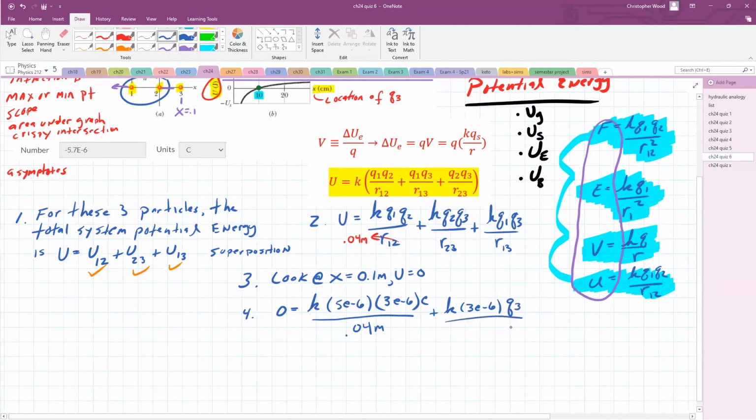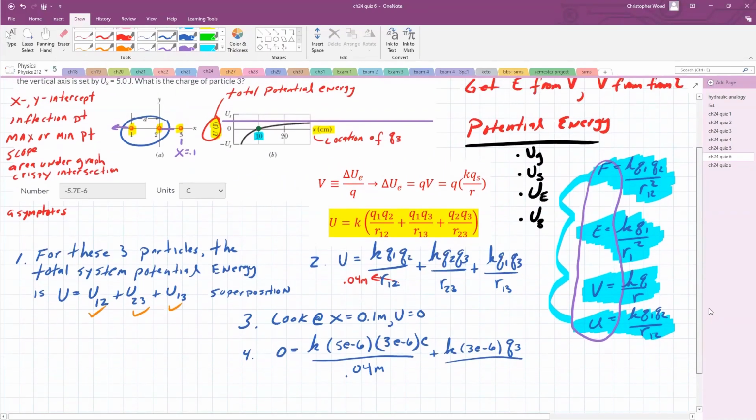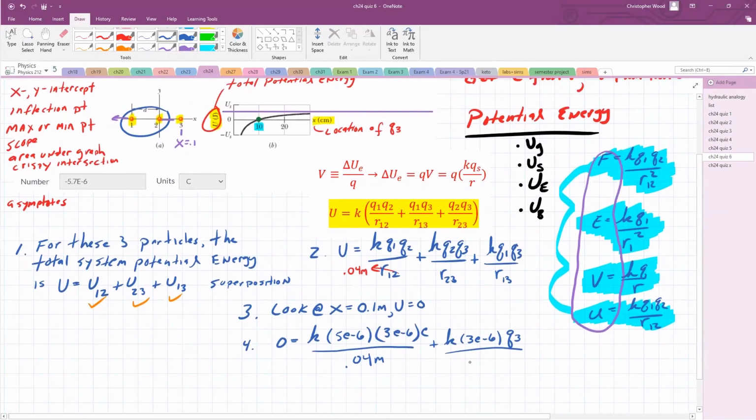What's the distance between charge 2 and charge 3? At this particular moment, their distance is 0.1 meters, because when Q3 is sitting at X equals 0.1 meters, I have 0 potential energy. And then what about Q1 and Q3? It's K Q1, which is 5e minus 6. And this should be coulombs squared, and this should be coulombs. All right.